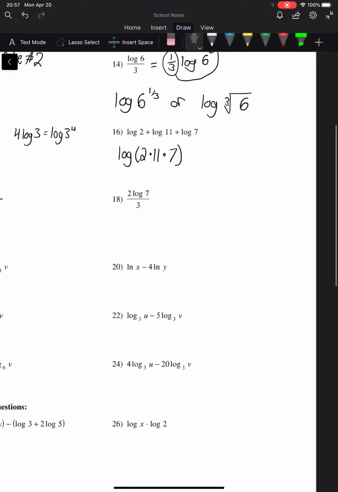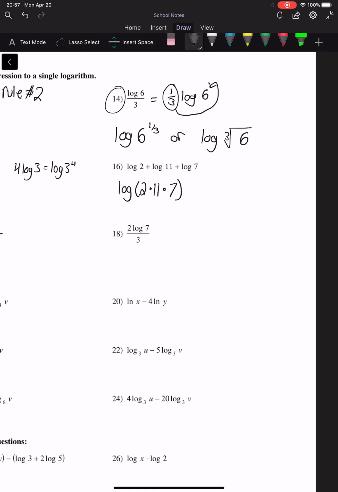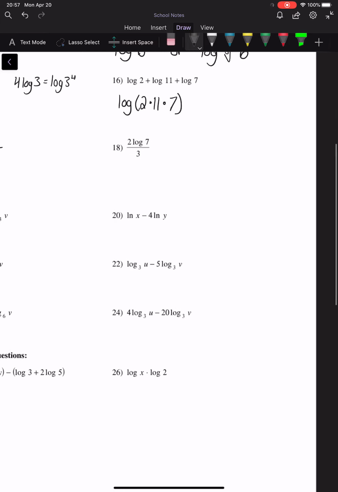And now question 18 is going to follow very similar to question 14 from before. So I'm going to rewrite this one. I'm going to say 2/3 log 7. And again, we're going to just be bringing this over. So we'll have log 7 to the 2/3 power.